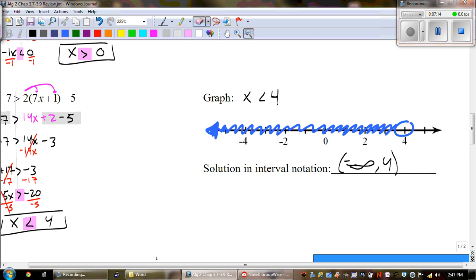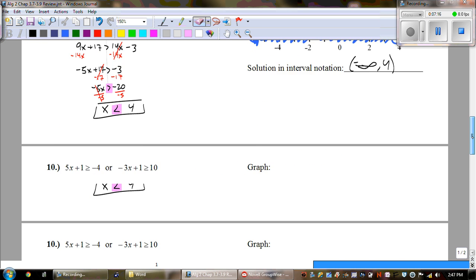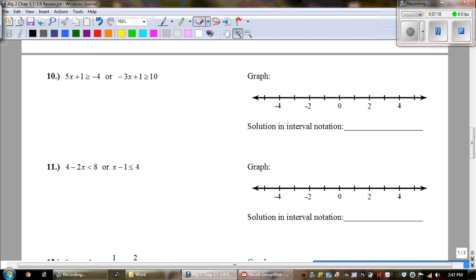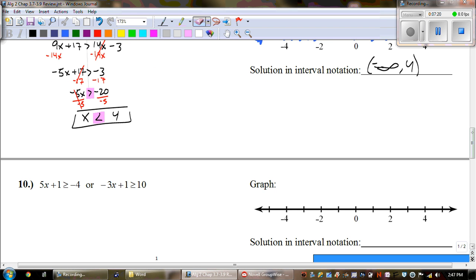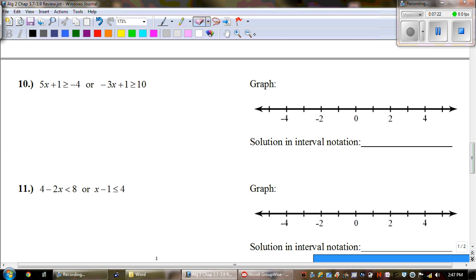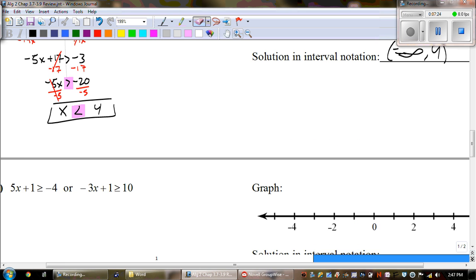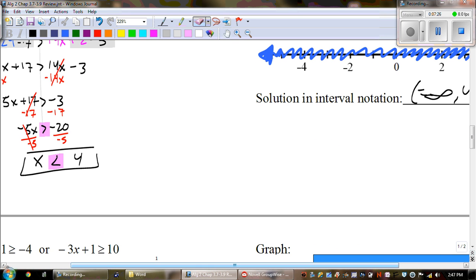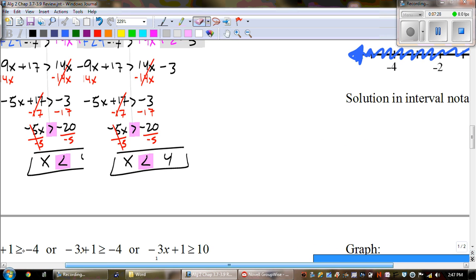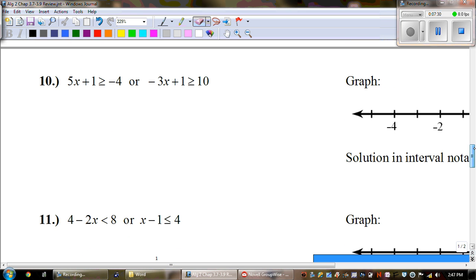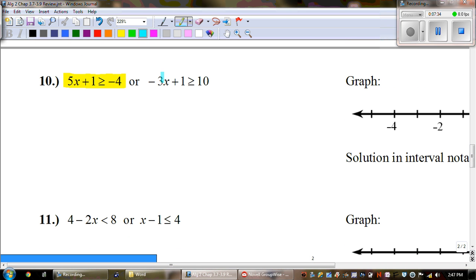Okay, let's flip it over. All right, number 10. Now, when we have the OR graphs like this, sorry guys, it's being a little weird. I have two separate problems, okay? We'll just call it my yellow problem and my blue problem. And I'm just going to separate these because I don't really care about them until the very end, okay? So let's start with the yellow.